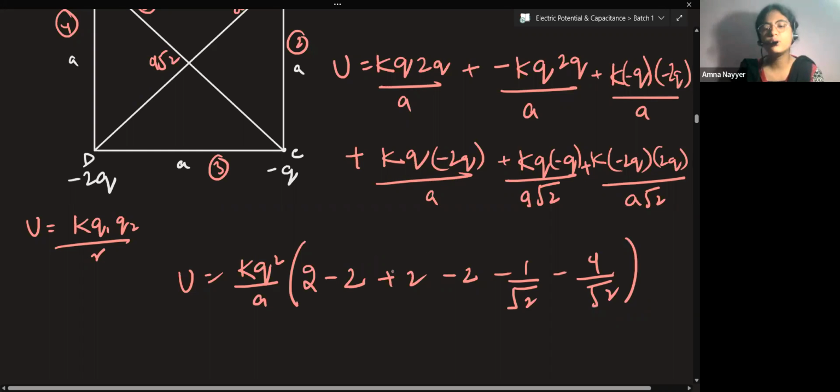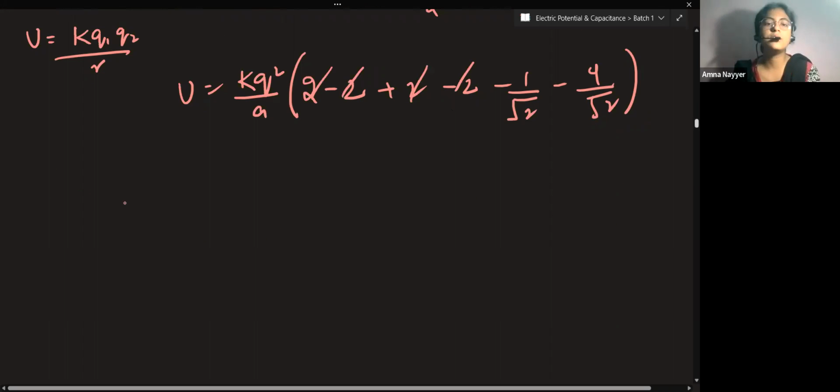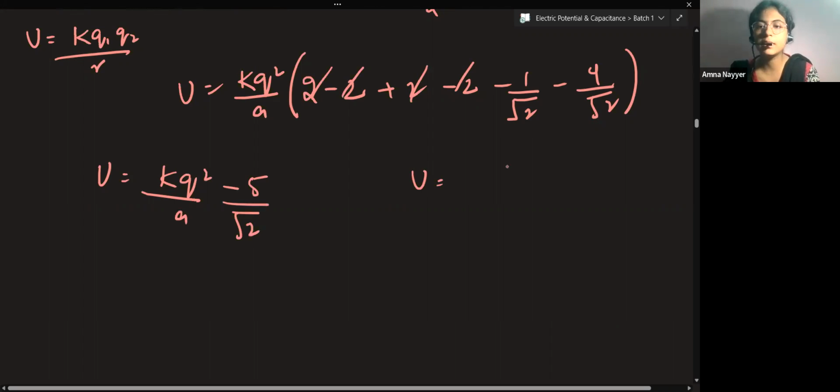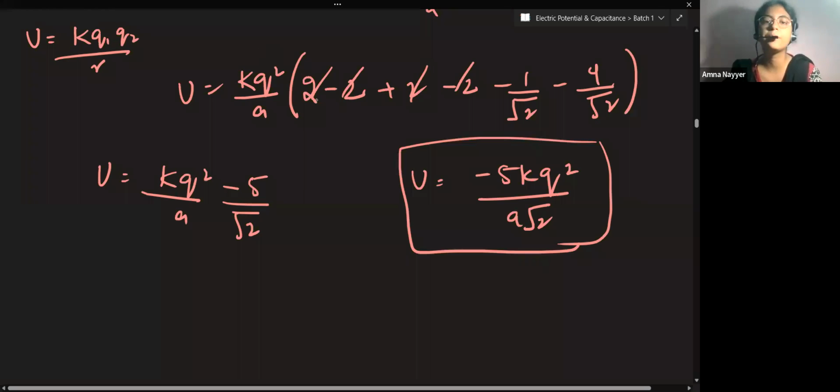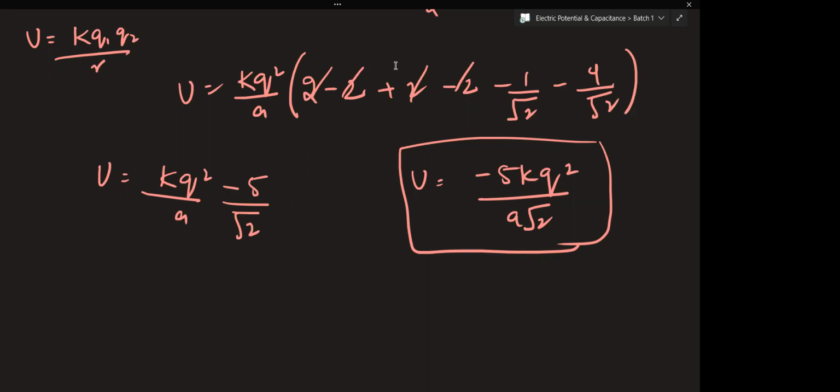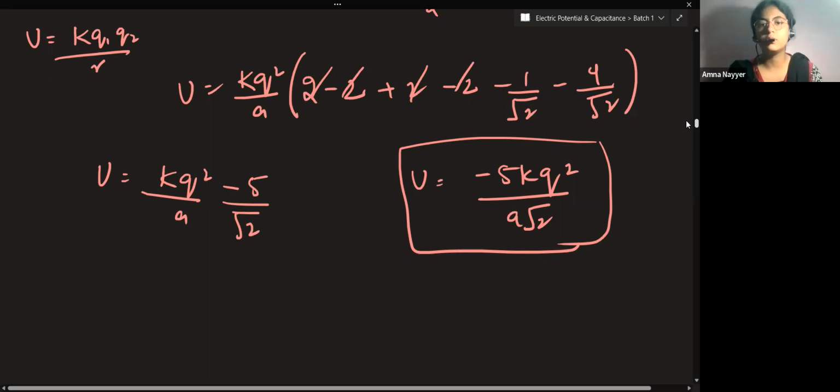So 2 minus 2, 2 minus 2, this gets cancelled. So the potential energy will be KQ square by a, and here it is minus 5. The denominator is the same, so we can write it as minus 5 by root 2. So the potential energy is minus 5 KQ square by a root 2. Easy? Clear to all of you? Yes, ma'am. So just note down this question as well.